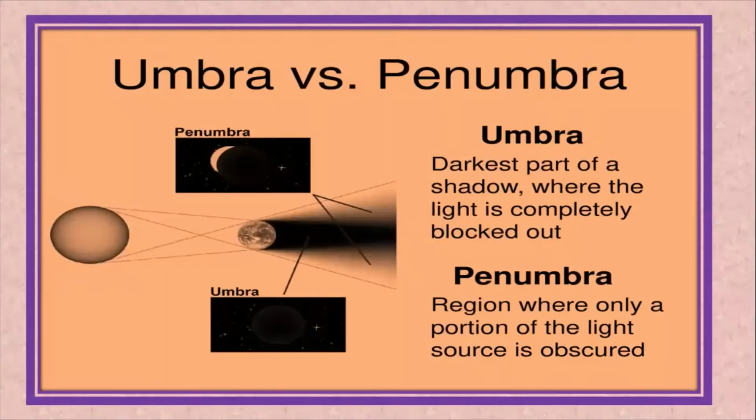Umbra and penumbra are the two types of shadow. Umbra is the darkest part of the shadow, formed when the light is completely blocked out. Penumbra is the region where only a portion of the light or the source is obscured. That means the darkest part of the shadow is called umbra and the lightest part is called the penumbra.